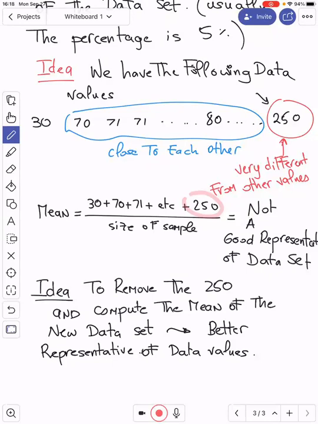Okay, so that's the idea. The idea is to remove the extreme values, the values that are very different from the other values in the data set. All right, now let me show you with an example how this works, how we compute the trimmed mean.